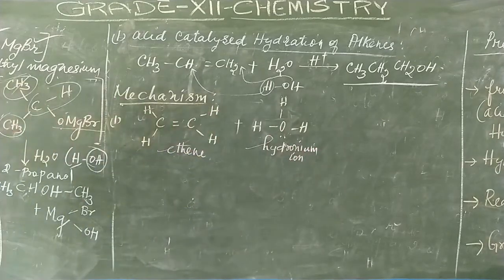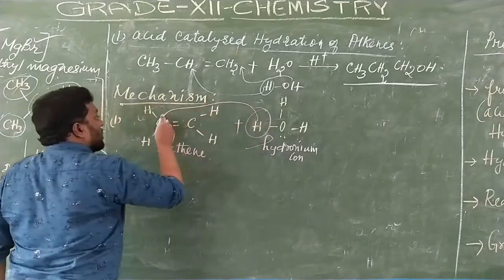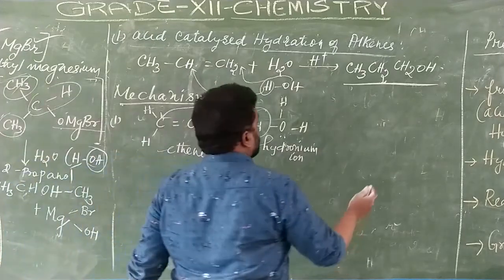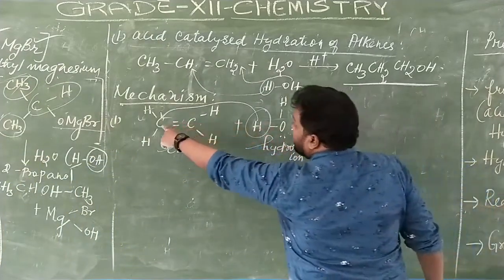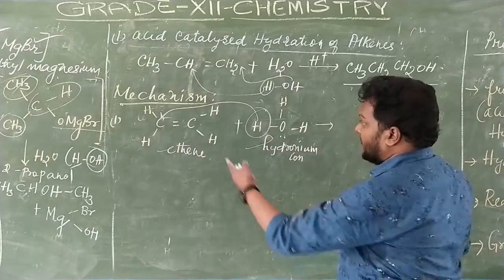This is called as hydronium ion. Now what happens? Protonation takes place. This proton will be getting added towards this carbon, giving rise to the formation of carbocation. Addition of proton is the first step. What is the product to be formed?